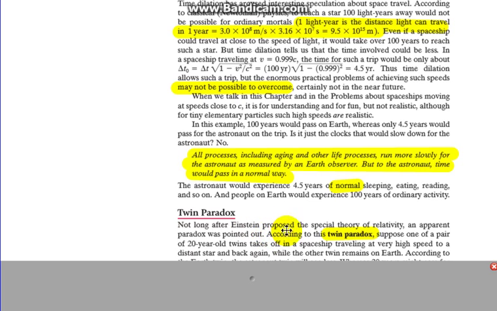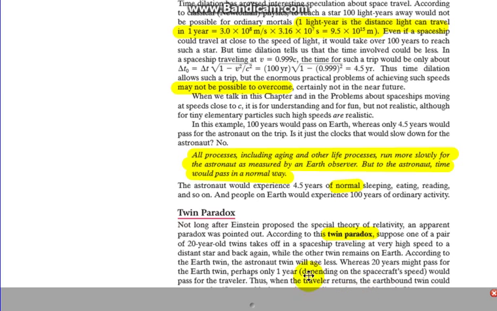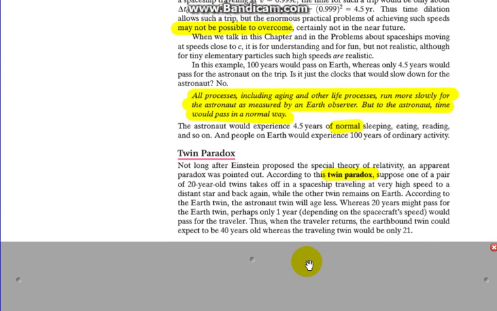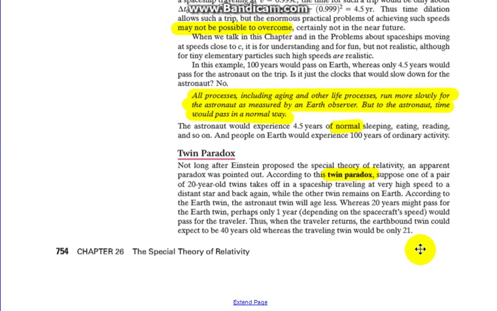So not long after Einstein proposed the special theory of relativity, an apparent paradox was pointed out. According to this twin paradox, suppose one of a pair of 20-year-old twins takes off in a spaceship traveling at very high speeds to a distant star and back, while the other twin simply stays on Earth. According to the Earth twin, the astronaut twin will age less, whereas 20 years might pass for the Earth twin, perhaps only 1 year, depending upon the ship's speed, would pass for the traveler. Thus, when the traveler returns, the Earthbound twin could be expected to be 40 years old, whereas the traveling twin could only be 21. Okay, so that's what we've been alluding to up until this point.